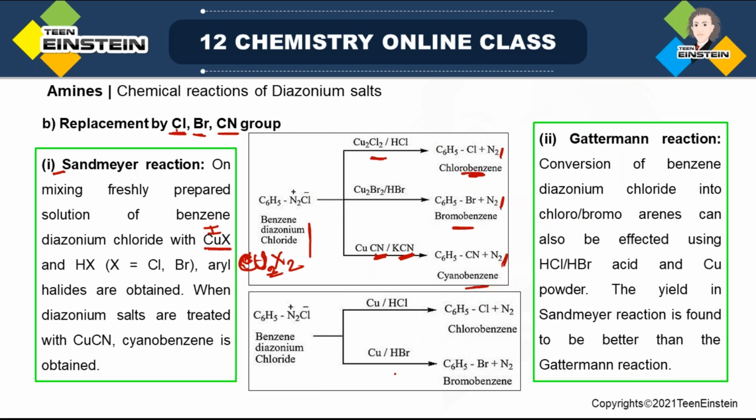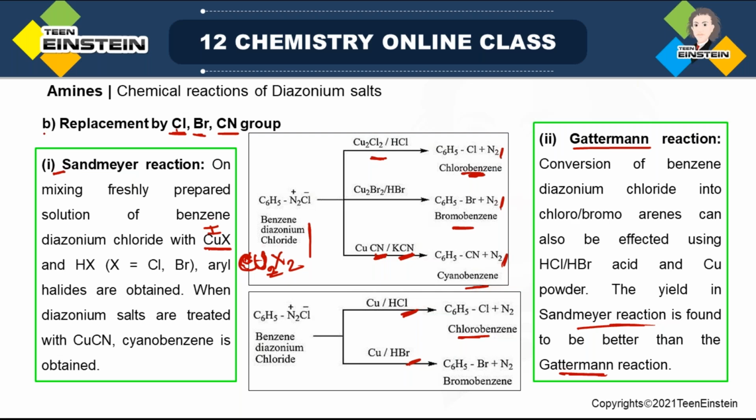Under replacement by Cl, Br we have another method which is Gattermann. You can find some similarity, but they are not exactly the same. Under Gattermann, you can prepare only chloro and bromobenzene, and now the reagent is different. In the previous case, you have taken CuX, but now you have taken only copper and the corresponding acid. So we are getting chlorobenzene, bromobenzene. The yield in the Sandmeyer reaction is found to be better than Gattermann. So mostly we use Sandmeyer because of this advantage.